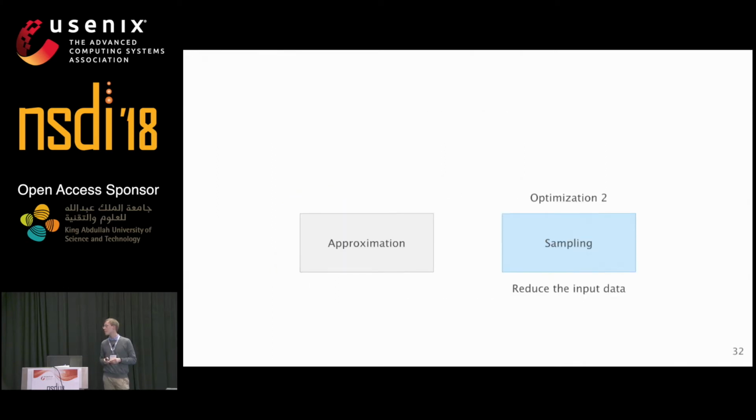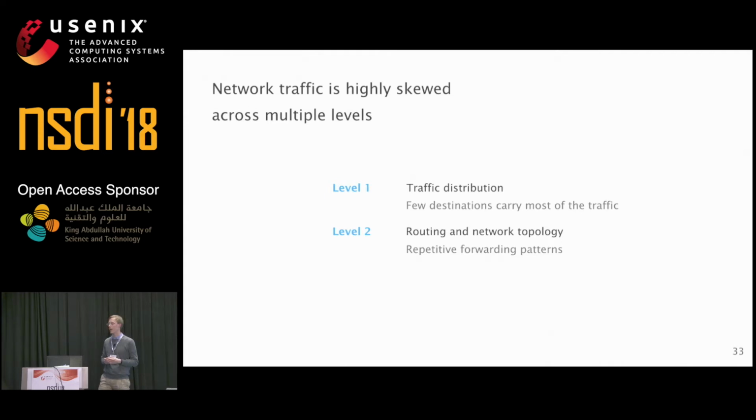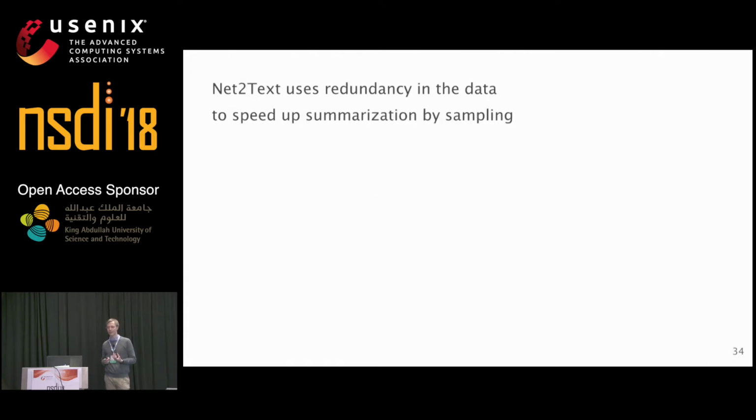In a second step, we also sample the data, and this is based on one insight. The network traffic is highly skewed. First of all, there is skew in the traffic distribution, so few destinations carry more traffic than most other destinations, and we see a lot of repetition in the forwarding patterns. So many of the paths share large parts of the path. So the insight is that network data is repetitive and contains some redundancy.